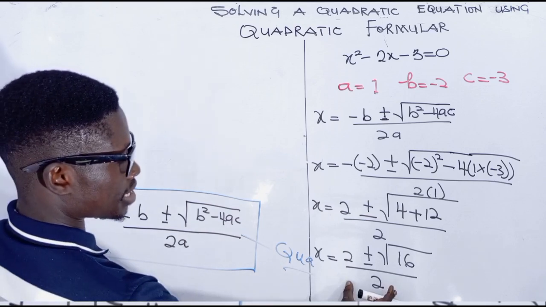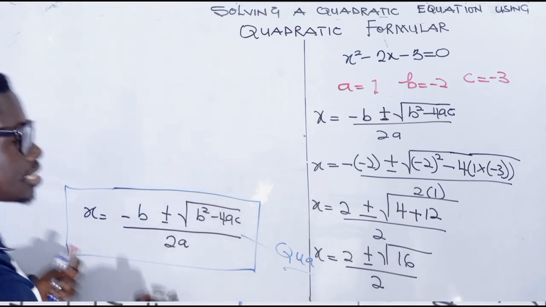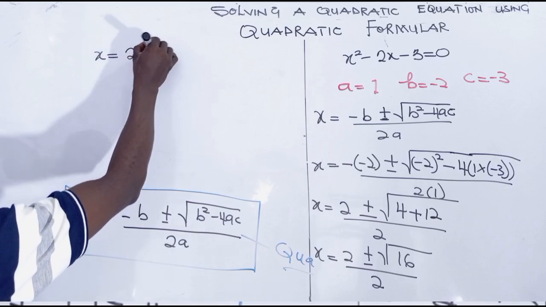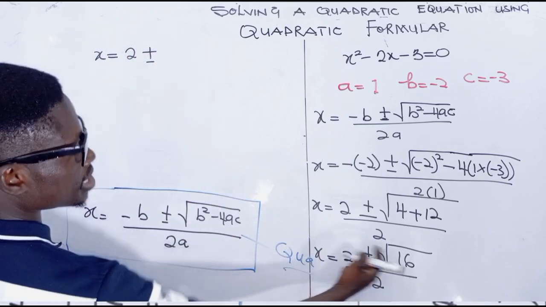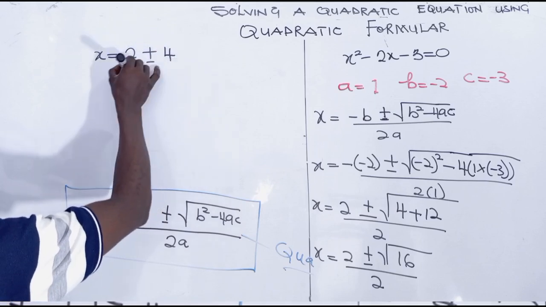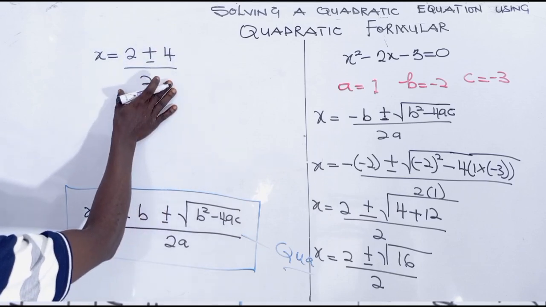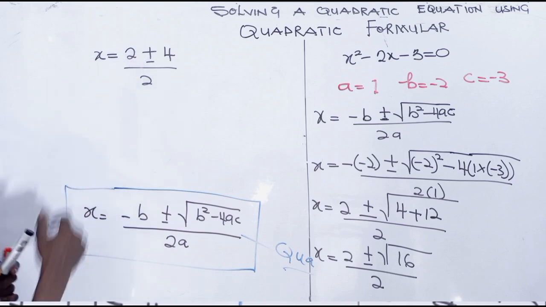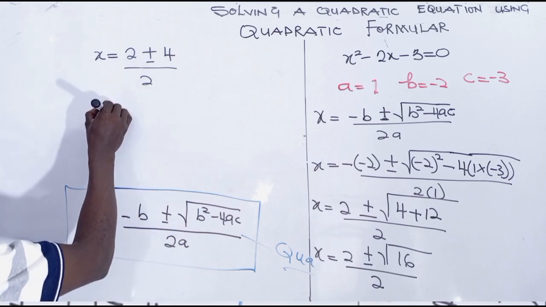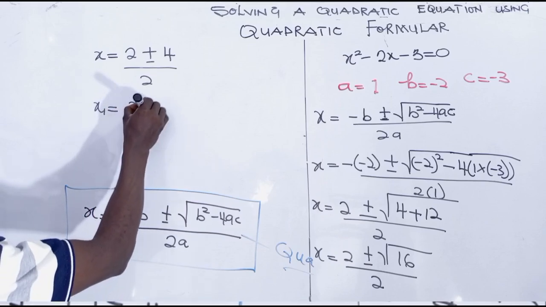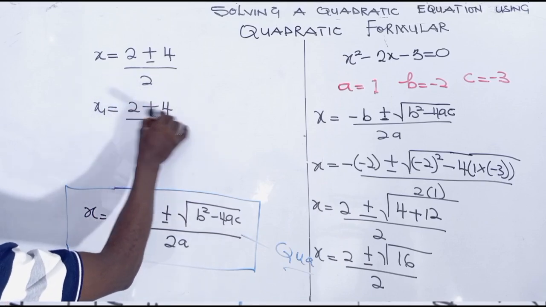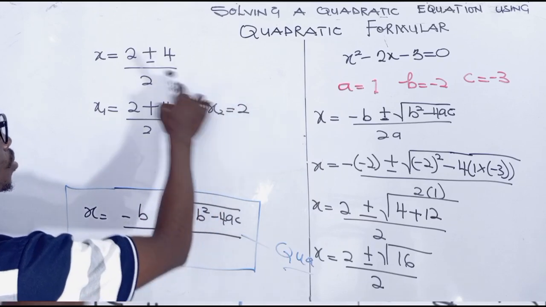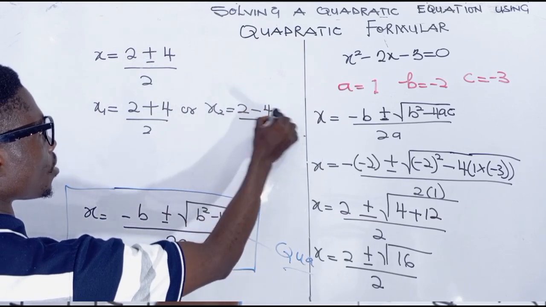Now let's simplify further, especially the number under the radical sign. So we have x is equal to 2 plus or minus root of 16, which will give us what? 4, all over what? 2. Now once we have this, we can split this into 2 since we have plus or minus. So our first solution x1 is going to be 2 plus 4 all over 2, or our x2 is going to be 2 minus 4 all over 2.